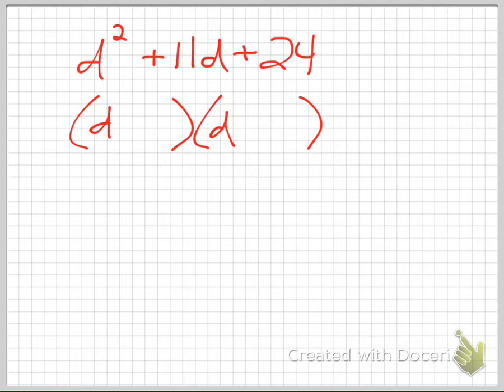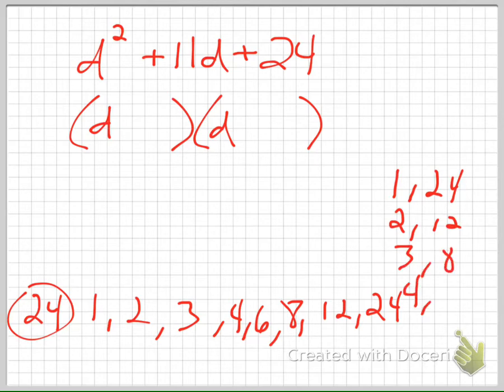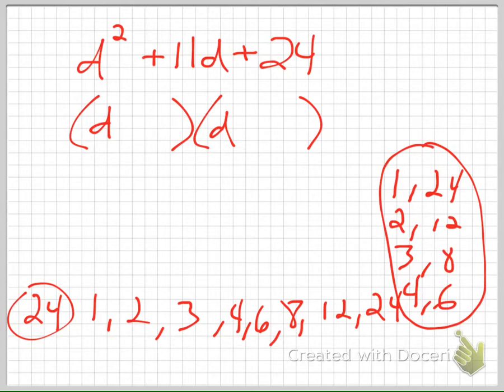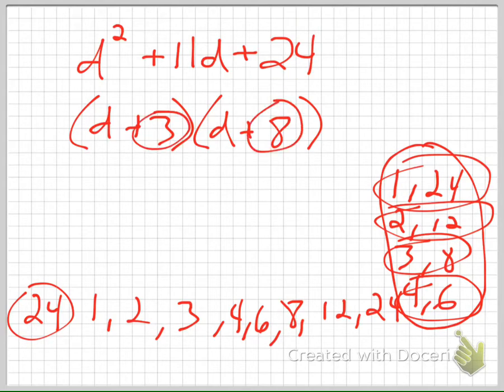I know some of these are so easy you can just do them in your head, but sometimes they're not. So what is the process? You need to list all the factors of 24, right? 1 and 24, 2 and 12, 3 and 8, 4 and 6. Do you see how there's a bunch of them? I do the rainbows, I group them. Some people just list them. It doesn't really matter how you do it. These are the factors that multiply to 24. Which of these multiply to 24 and add to 11? 3 and 8. So we go plus 3 plus 8, because 3 times 8 is 24, and 3 plus 8 is 11.